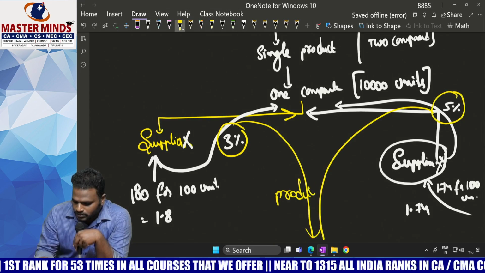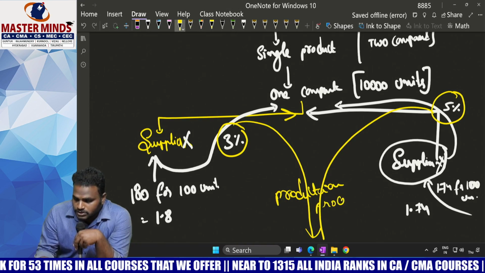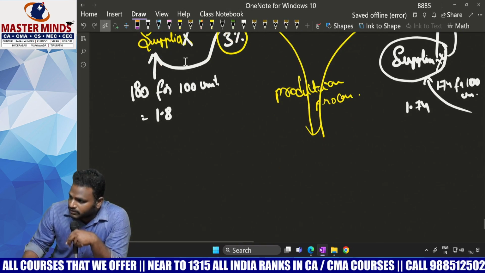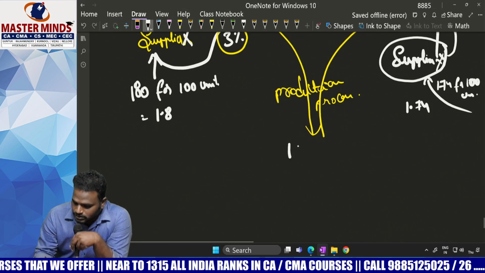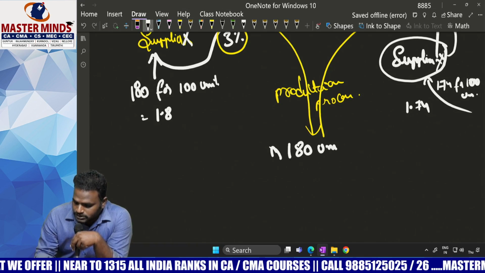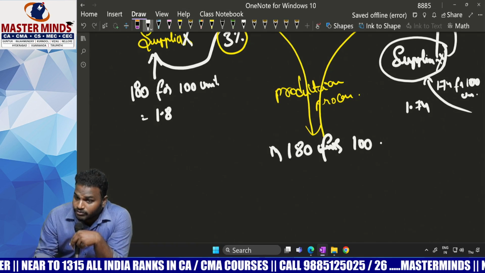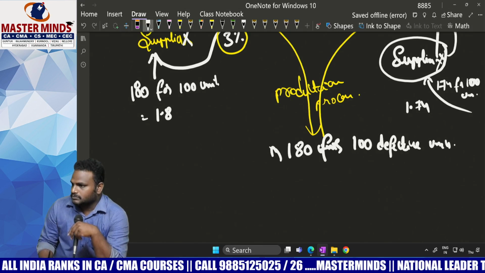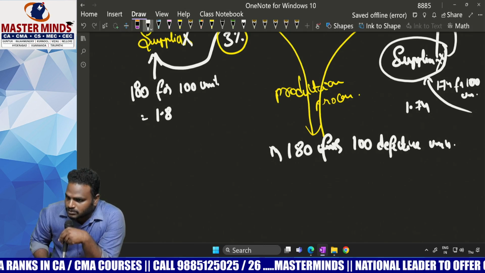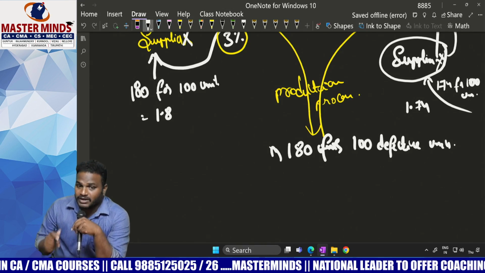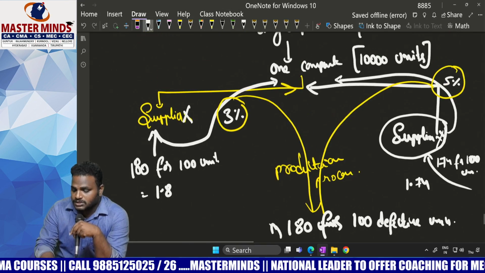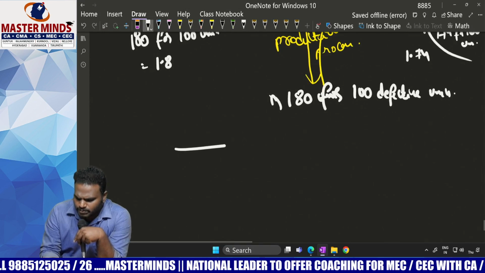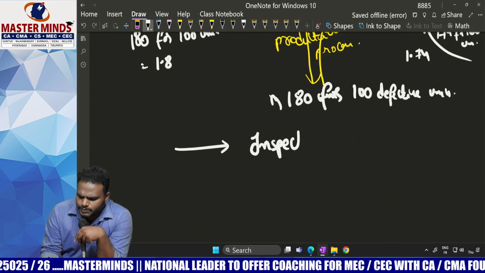In this production process, these units create huge damage for us. How much? 180 rupees for 100 defective units. The production cost to us is 1.8 per unit when these defective units enter into the production. Because of this, the company wants to implement the inspection process.